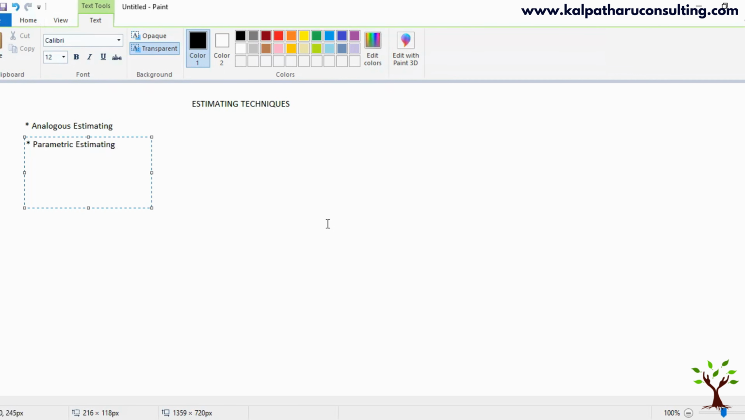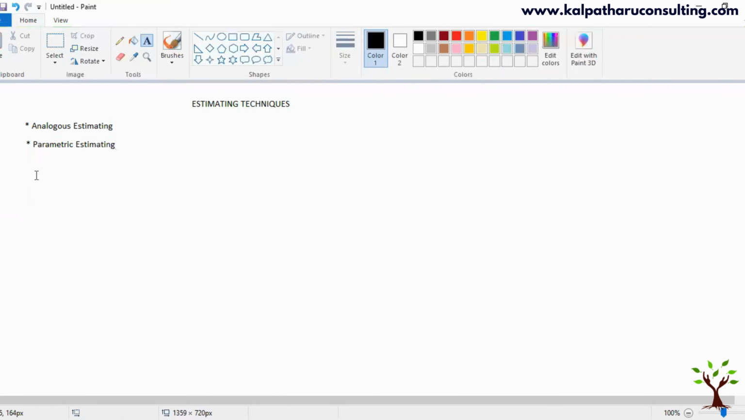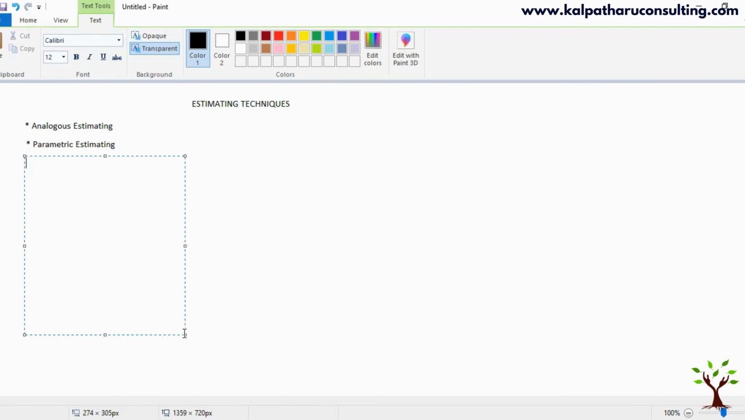And then you have another technique called the parametric estimating technique. In parametric estimating, you're going to consider a variable and do a mathematical calculation. So let's say you are going to build 5 units. To build one unit, it takes you 5 hours. So for 5 units, 5 into 5. Let's say to paint 1 square foot, it is going to take 10 minutes. Then to paint 1000 square feet, 1000 into 10 minutes. So you consider a variable and do a mathematical calculation. This is parametric estimating. This is more accurate compared to analogous estimating, but it is time consuming.